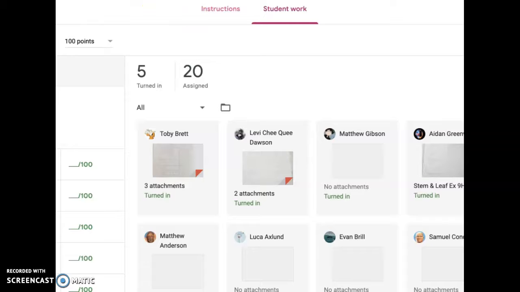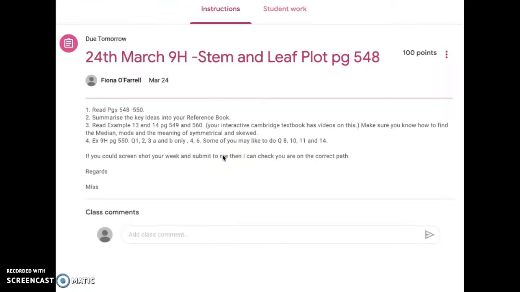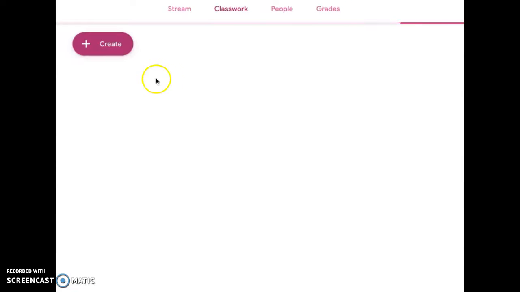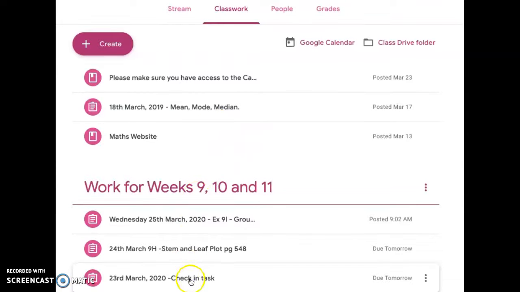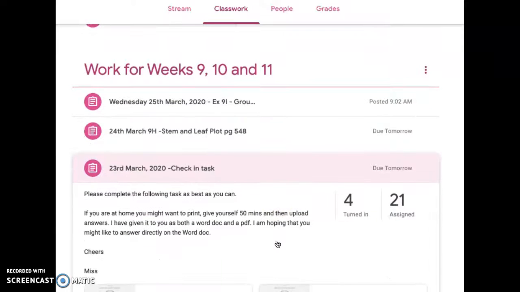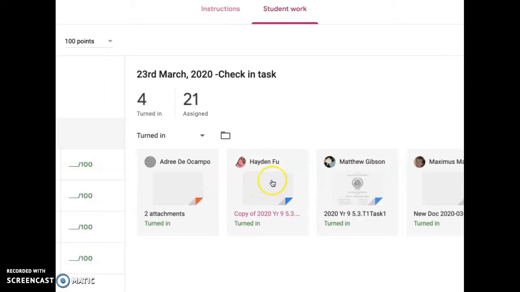which if I go back and back again, if I do that one, that's the check-in task. Some of you were here at school, but that's the task I needed to check how you were going. So that's in there. Thank you to the 4 who did it. There were about 15 of you at school, so I'm probably missing 6.